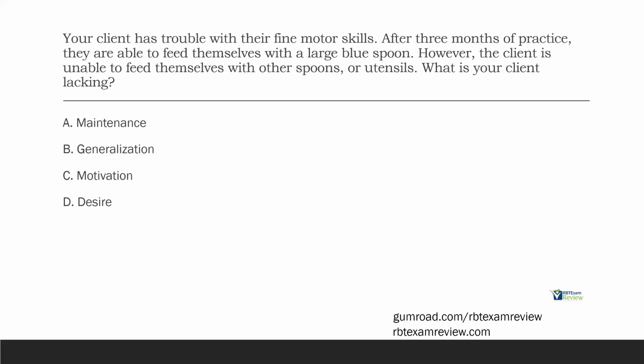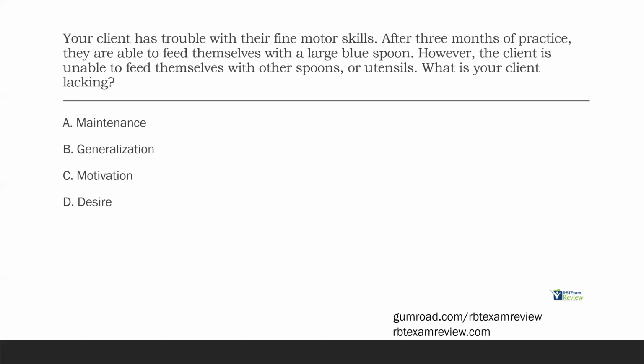Your client has trouble with their fine motor skills. After 3 months of practice, they are able to feed themselves with a large blue spoon. However, the client is unable to feed themselves with other spoons or utensils. What is your client lacking? Okay, so you've taught your client, the client has learned to feed themselves with this single large blue spoon. You're very excited. You want to tell your supervisor, you want to tell the client's parents, but when you go into the kitchen and you hand them a silver spoon, they can't use it.